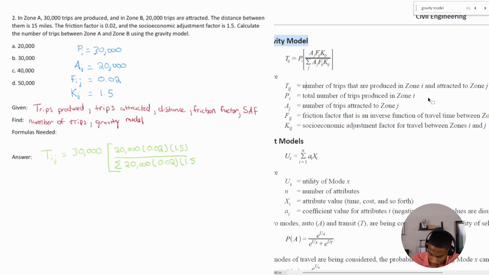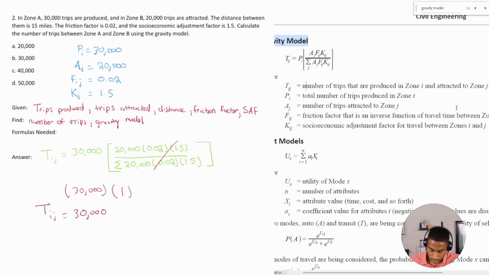Right? Yes. All right, so when we look at all this, what you're going to figure out is that all this cancels out to just equal 1. So it's just going to be 1 times your 30,000. So the total number of trips is going to be your 30,000. And hopefully that made sense.